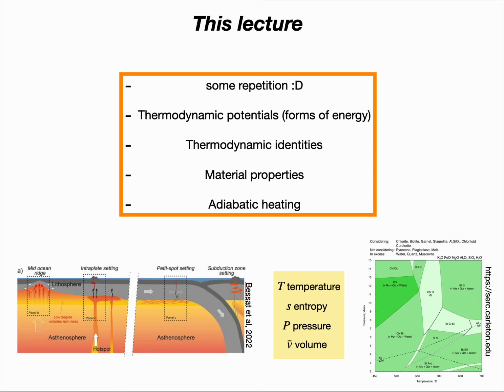Today's lecture plan is quite dense. We are going to start with some repetition, then we're going to discuss thermodynamic potentials, different forms of energy. Remember, we've already introduced internal energy and enthalpy. We get some more this week. Then we discuss thermodynamic identities. These are basically the Maxwell relationships. Then we will discuss material properties, and we will finalize with a discussion on adiabatic heating.